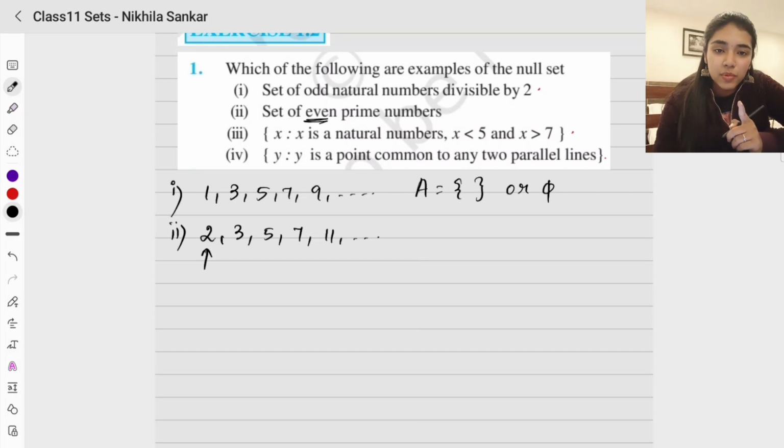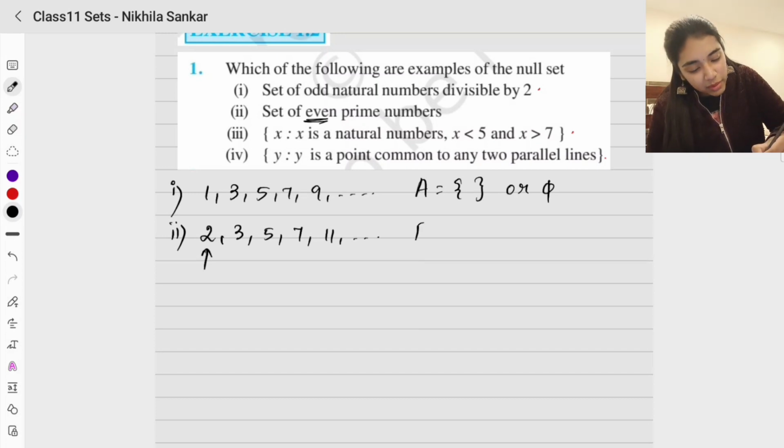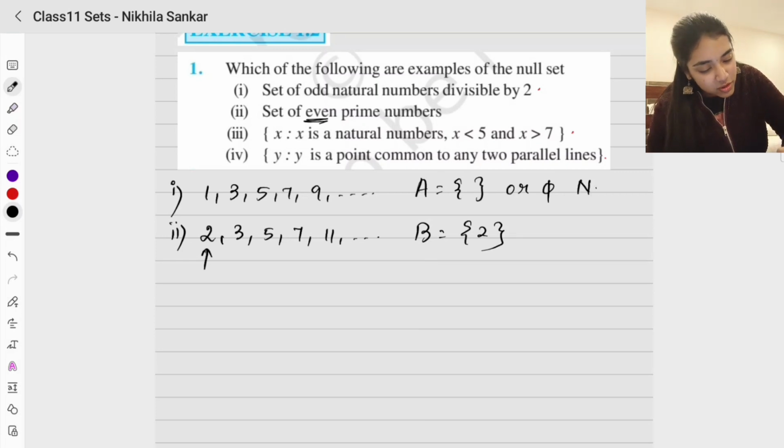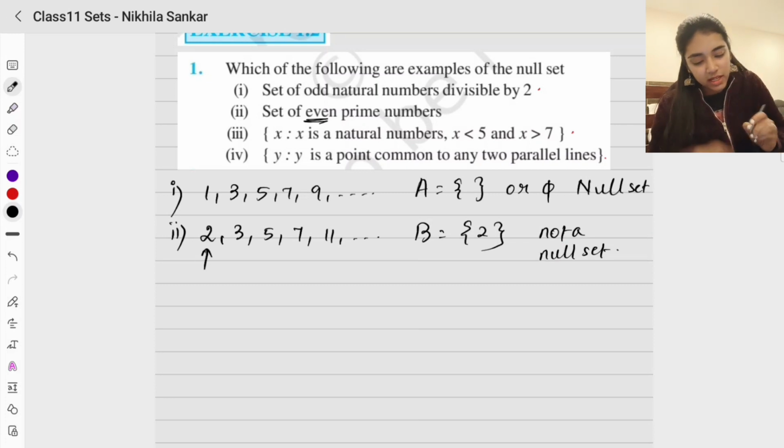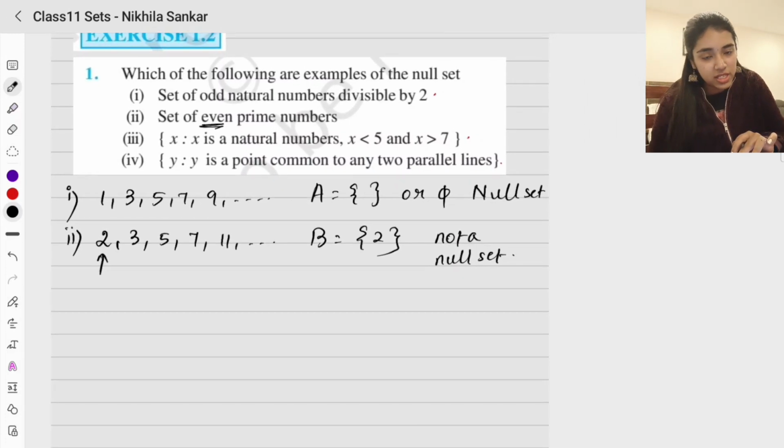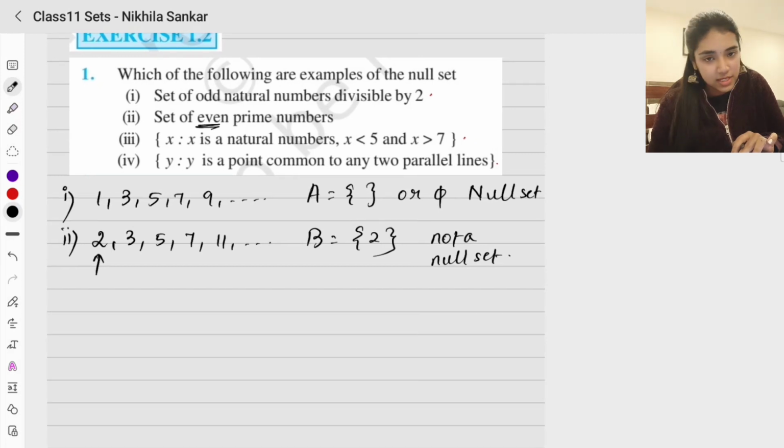Correct? All the next numbers, they are divisible by 2. 4, 6, if you take them, they are all even but they are divisible by 2. 2 is the only prime number which is even. So I have 2. So this is not a null set. The first one is a null set. This is not a null set. So you have to write the first subsection is a null set. Second subsection is not a null set.